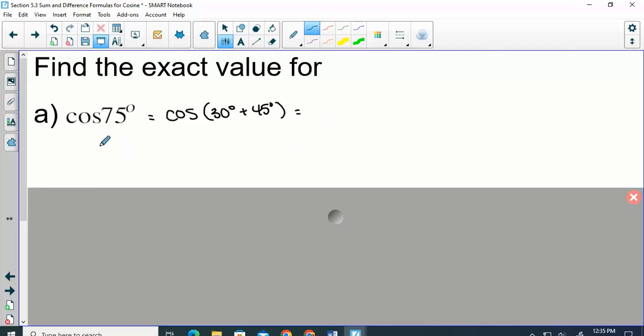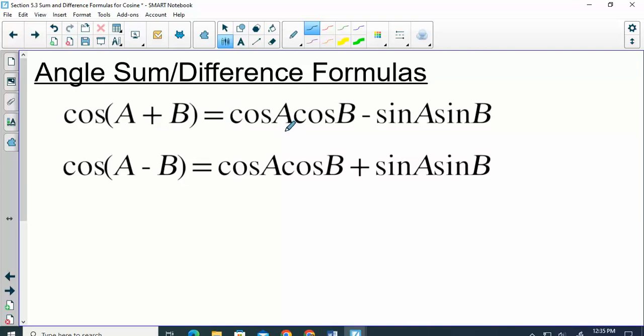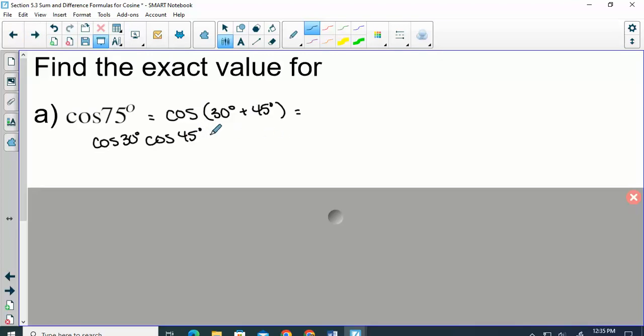Okay, so then if we do the formula, it's cosine of the first, cosine of the second. So we're looking just at this a plus b because we did 30 plus 45, minus sine of the first, sine of the second. What is the cosine of 30 degrees? That's square root of the top over 2.